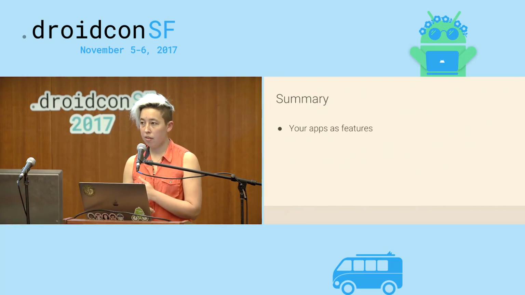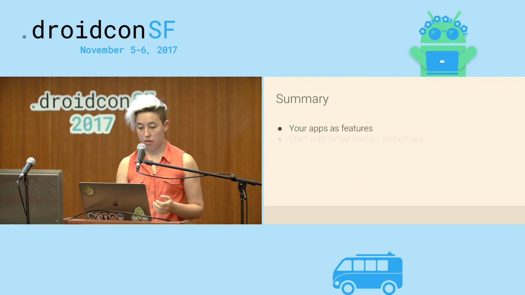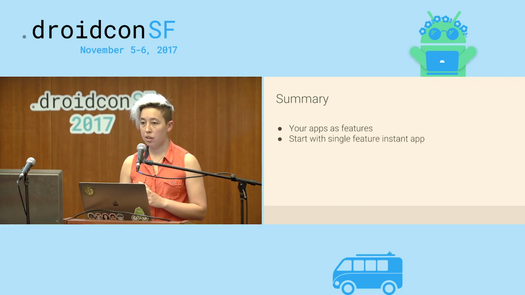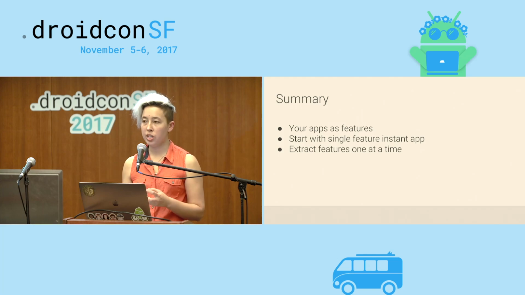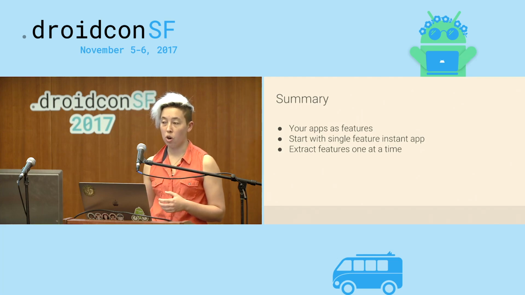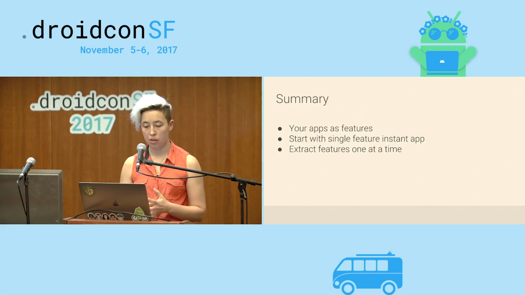All right, so some final thoughts. You should be thinking of your apps as a collection of features. If you want to get started with Instant Apps, maybe just get started making the installed app feature, the Instant App feature, and hooking all that together. Then you can make strategic choices about which of your features might work best as an Instant App and work on extracting those from the app.